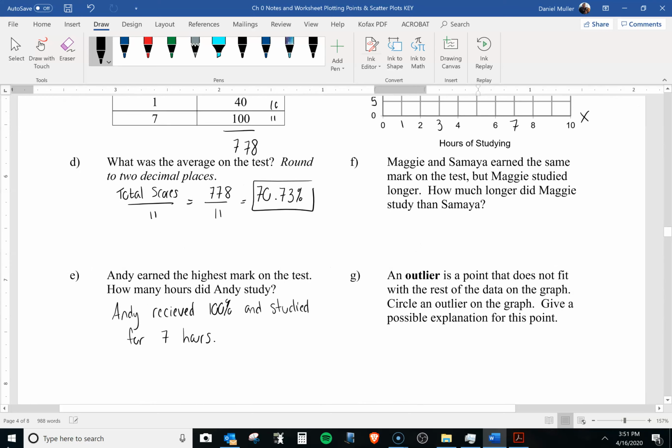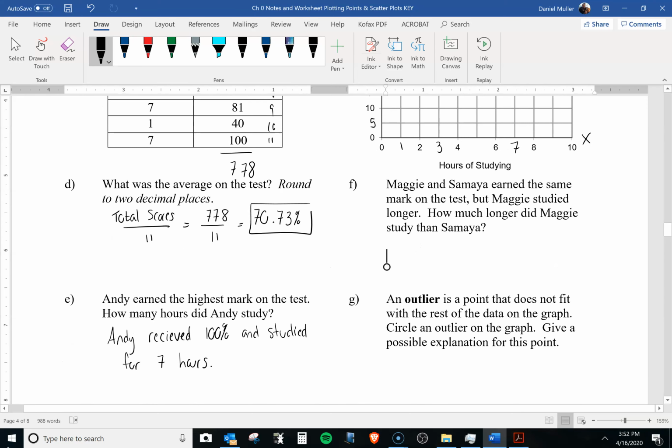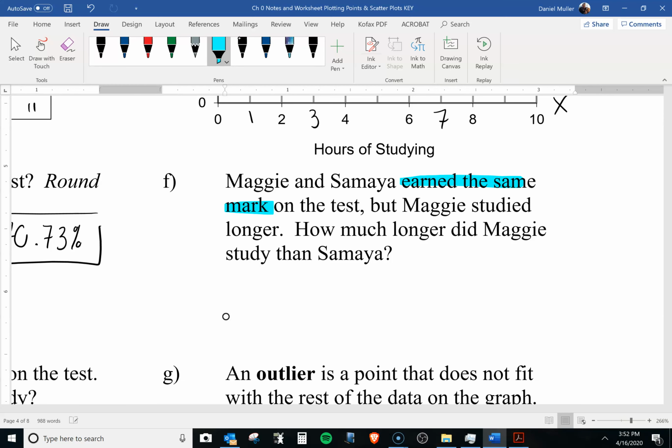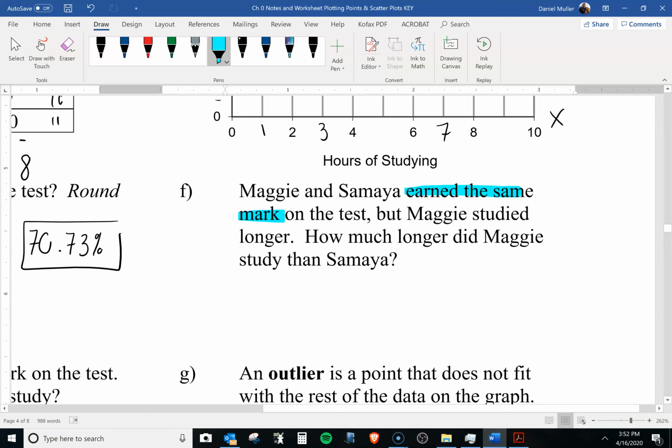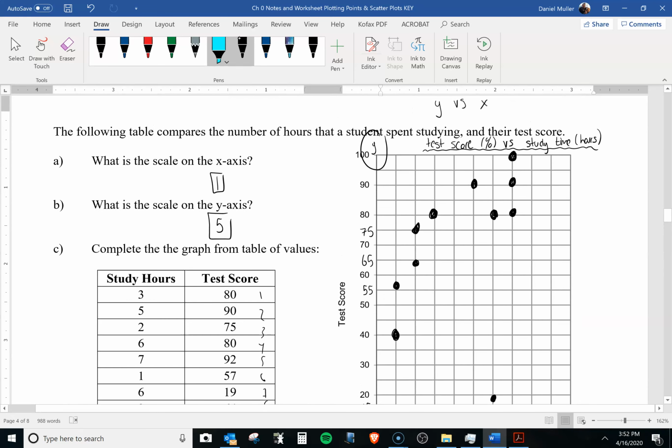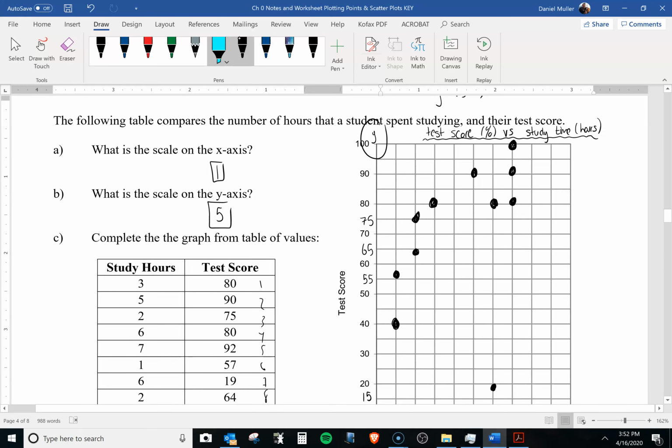All right. Letter F. Maggie and Samaya earned the same mark on the test, but Maggie studied longer. How much longer did Maggie study? So we're looking for people that earned the same mark on the test. So we need to look at this and see, is there anyone here that received the same mark? Like these look kind of the same, but I think one of those was 92 and one was 90. Whoops. So yes, one of them is 90 and one of them is 92.